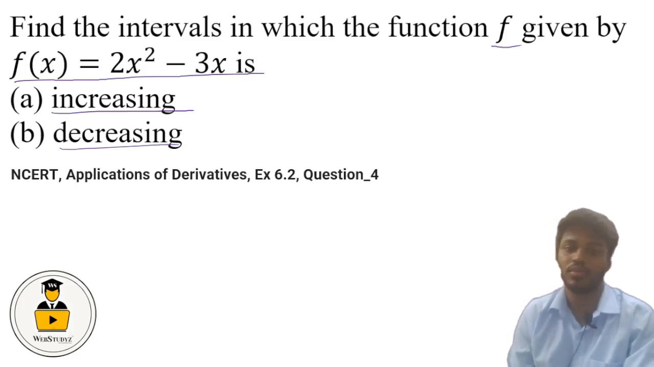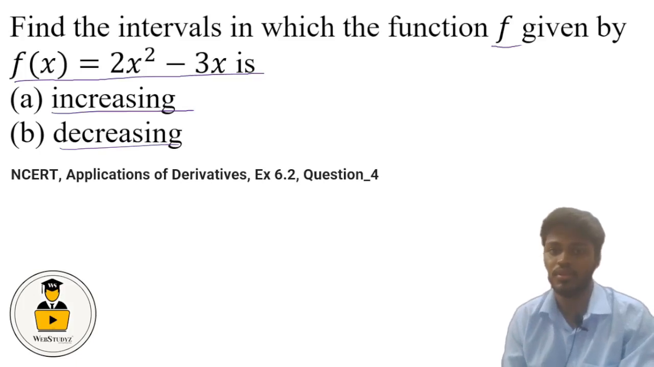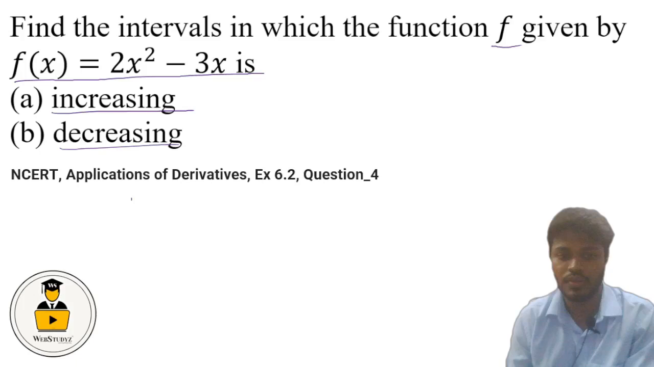In order to check whether the function is increasing or decreasing, we need to find the first order derivative of the function. If the first order derivative is greater than 0 in a particular range, we can say that in that interval the function is increasing. And if the first order derivative is less than 0, we can say that the function is decreasing in that range. So the function we have been given is f of x equals 2x squared minus 3x.